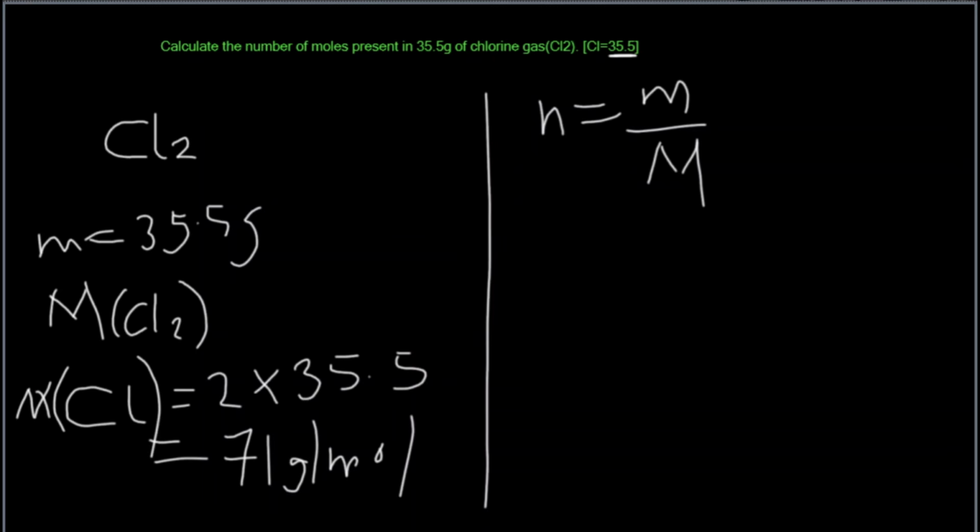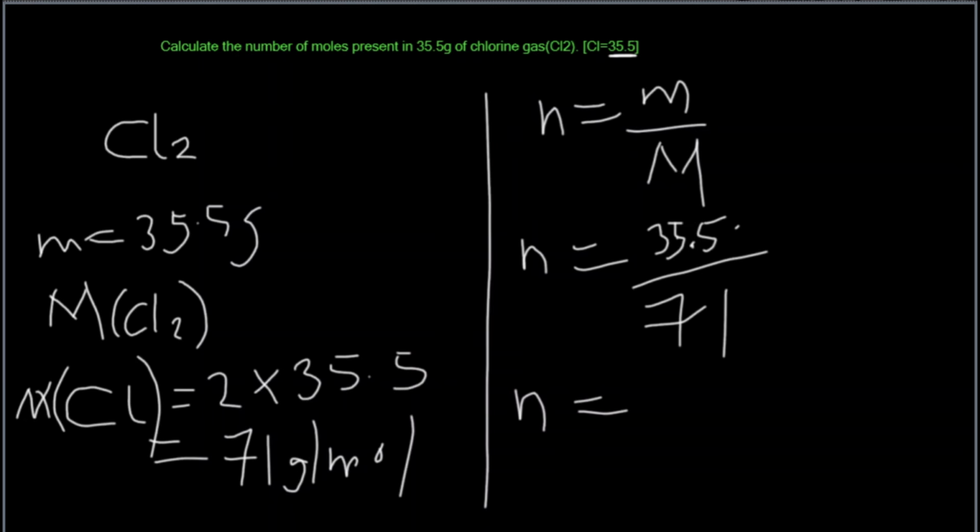So we have molar mass, we have mass, so we can just substitute it here. 35.5 over 71. So n equals 35.5 divided by 71, which will give you 0.5 moles.